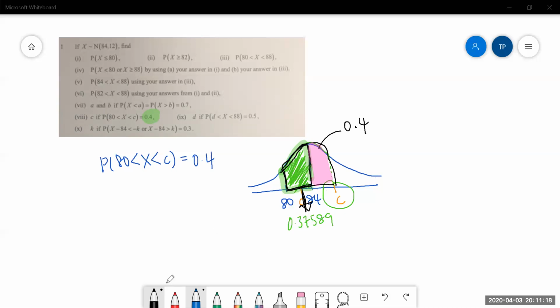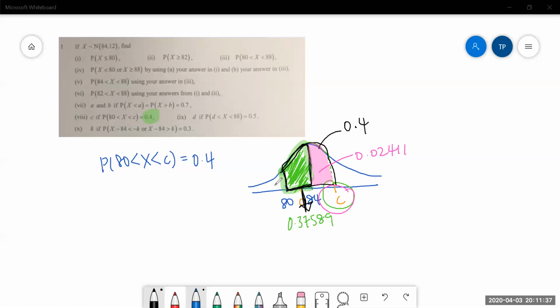So how does it value add to us? This is 0.02411. How does that value add to us to find this C?